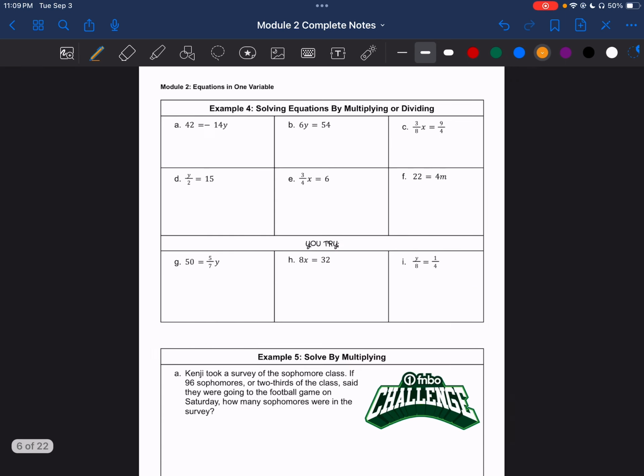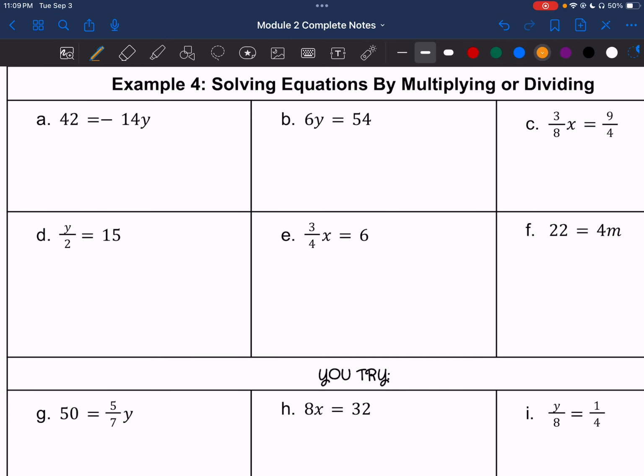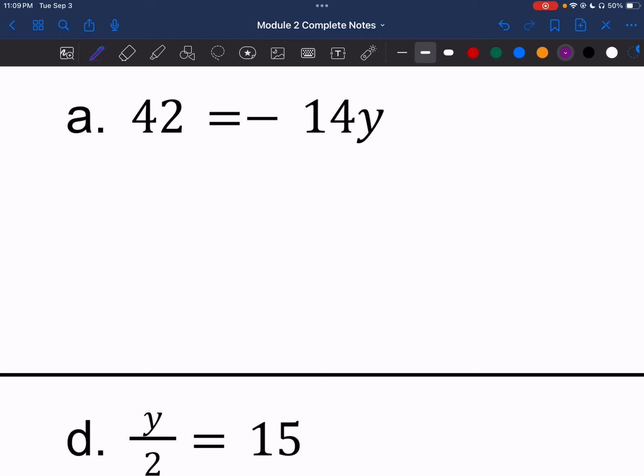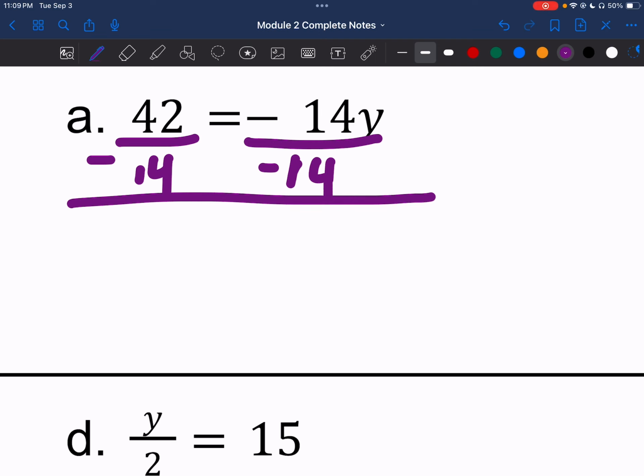All right, we're going to move on to our next page here in these very long notes. So example 4 is going to be solving these using division or multiplication. Starting off, we have negative 14y is equal to 42. To divide out, we're going to divide by negative 14 on both sides. Again, I am showing all of my work. Now we've got negative 3 is equal to y. 42 divided by negative 14 gives me negative 3. A positive divided by a negative is negative.